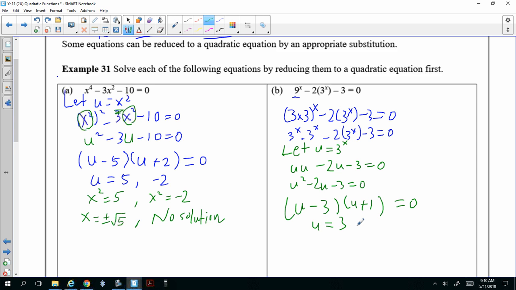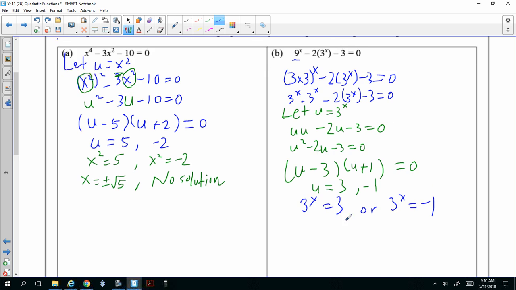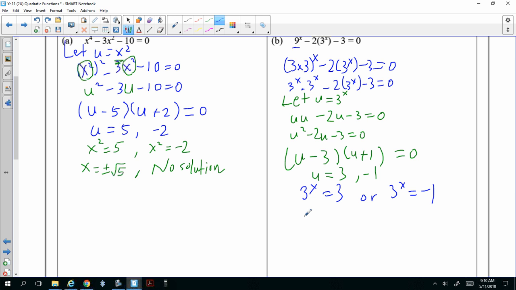Now every time you find u, you must substitute x back. So what's x equal to? u equal to 3 to the power x equal to 3, or 3 to the power x equal to negative 1. What's the first one equal to? 3 to the power x equal to 3 means x must equal 1. You can tell by inspection. How about the second one? The second one's a bit tricky, and the answer is actually no solution. Why is there no solution? Because an exponential is always positive.